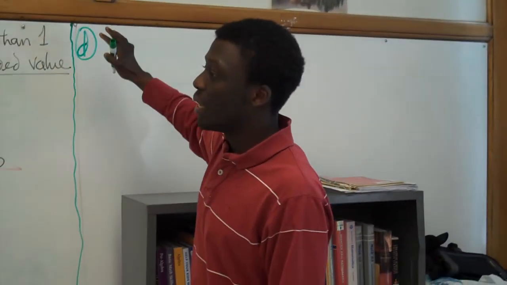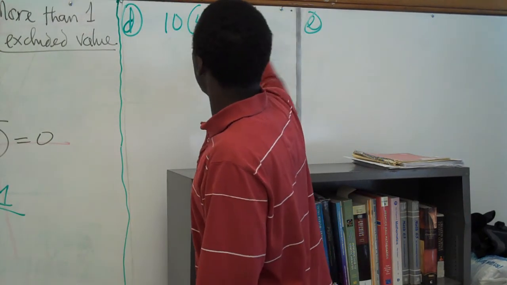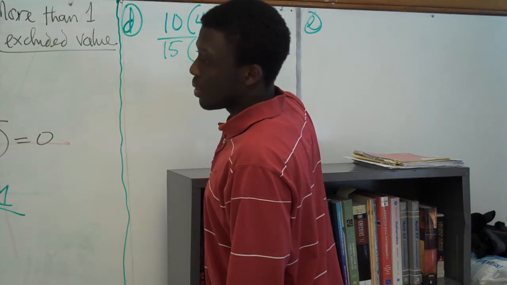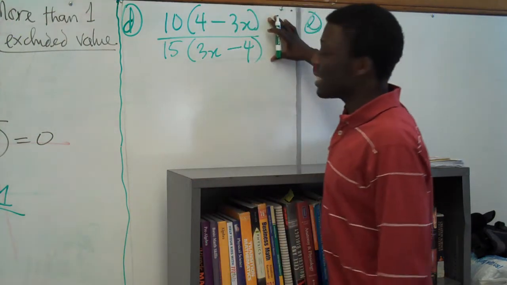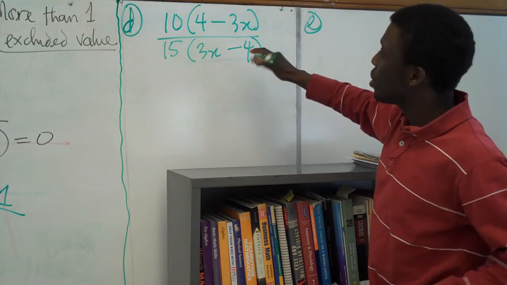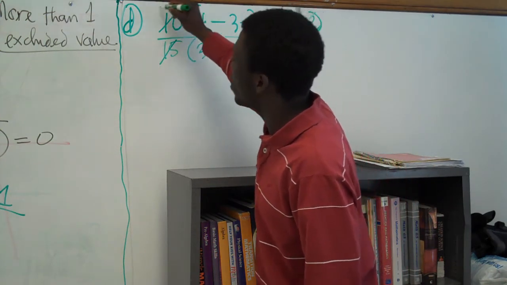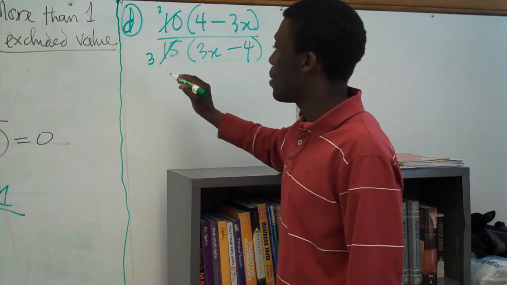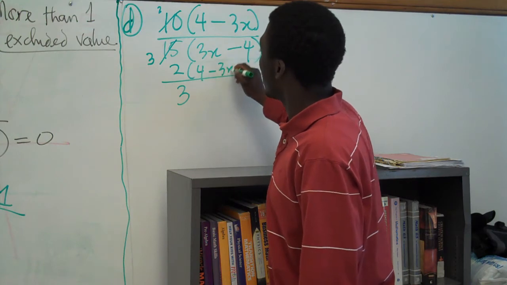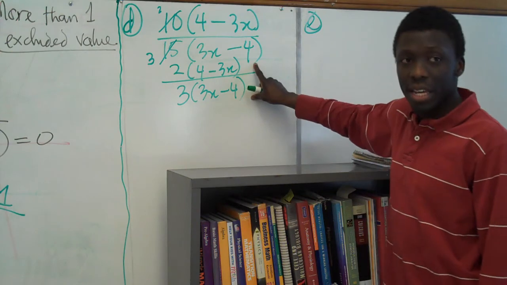So for D, you have 10 into 4 minus 3x divided by 15 into 3x minus 4. As is written right now, you can't do much, but you need to realize that you can rewrite. Well, first of all, you can simplify the 10. 5 goes into 10 2 times. 5 goes into 15 3 times. So right now we have 2 over 3, and then we have 4 minus 3x, and then into 3x minus 4. So that's the form we have it in right now.